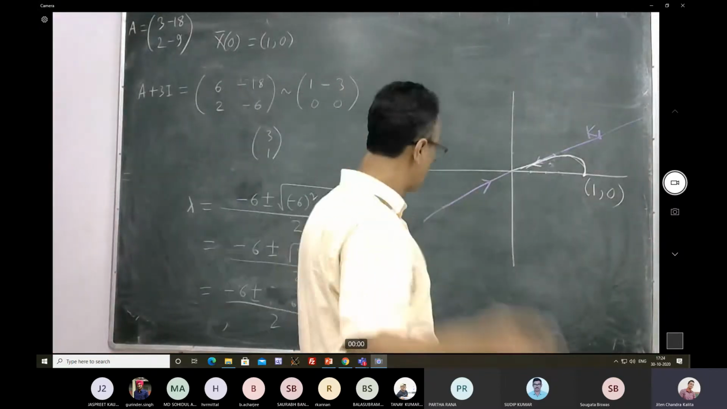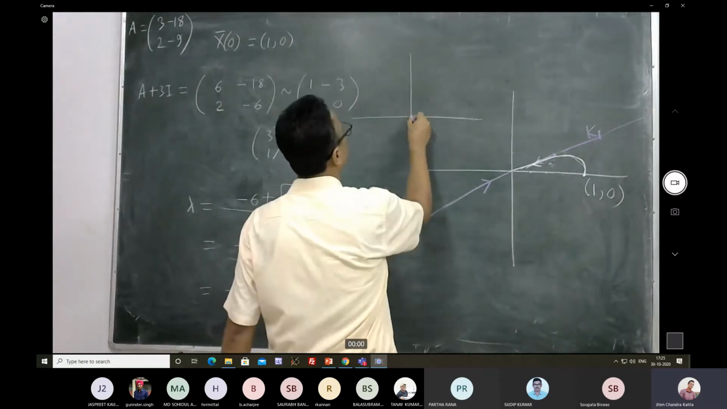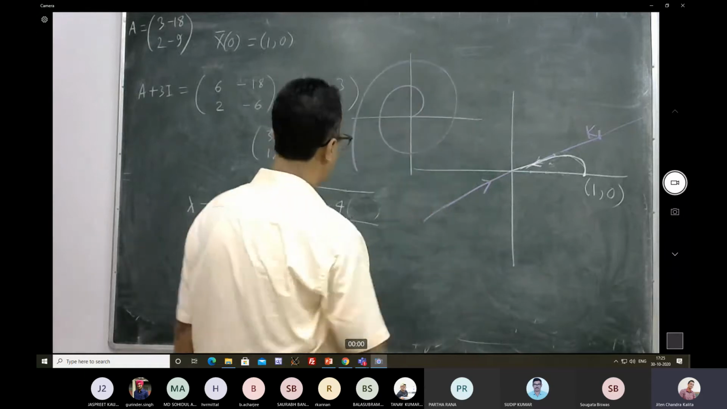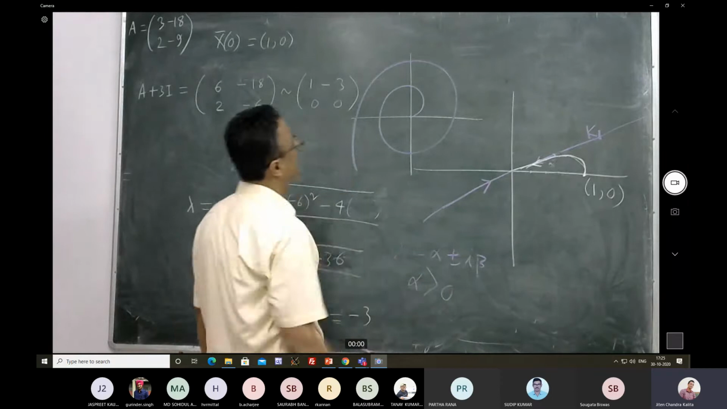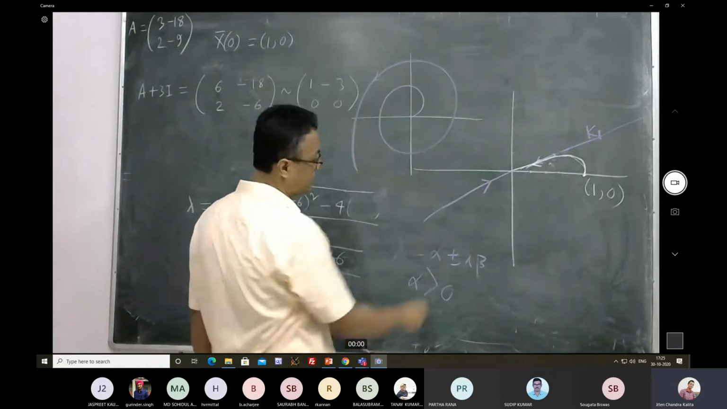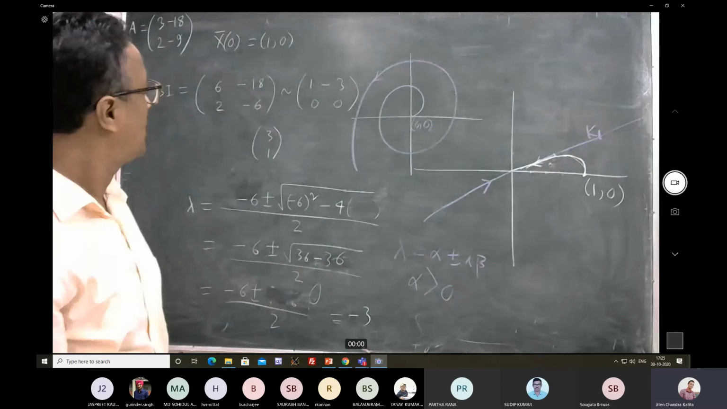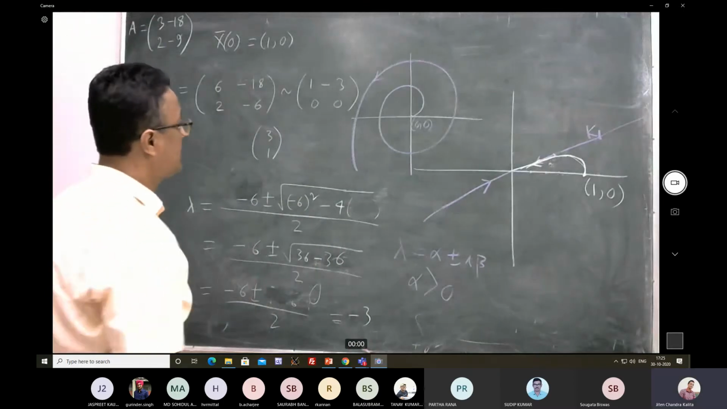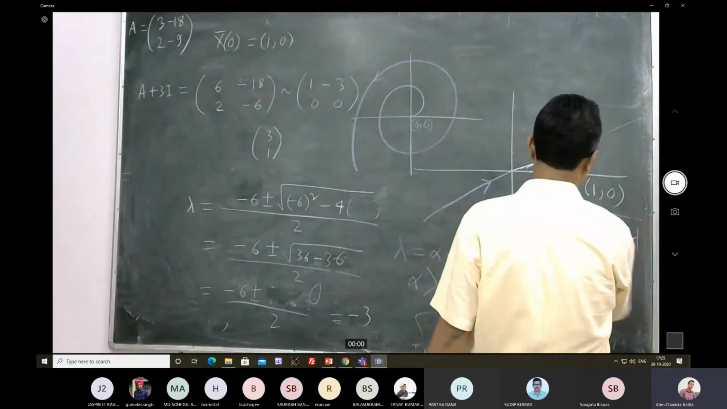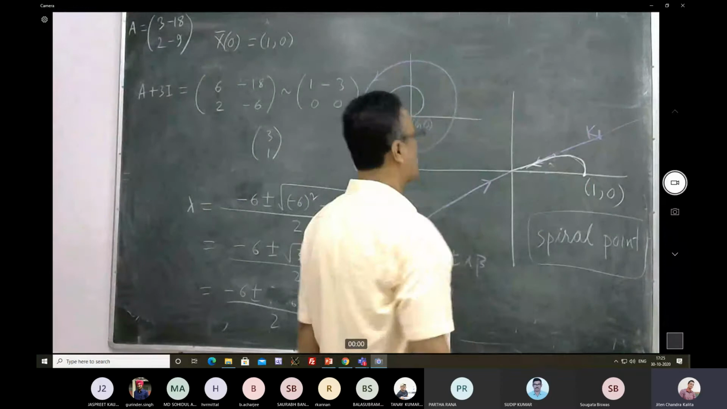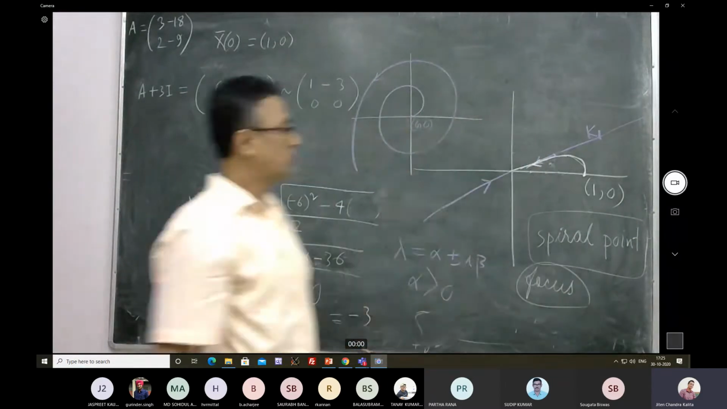Now, because we were in complex eigenvalue, as I think I told you yesterday, if your eigenvalue is alpha plus or minus i beta, then if alpha is positive, this is going to be spiraling out. And if it is negative, it is going to spiral in towards the critical point (0, 0). This critical point (0, 0) is called a spiral point. In fact, I don't like this nomenclature. It is called a stable spiral or unstable spiral, depending on this. It is also called a focus.